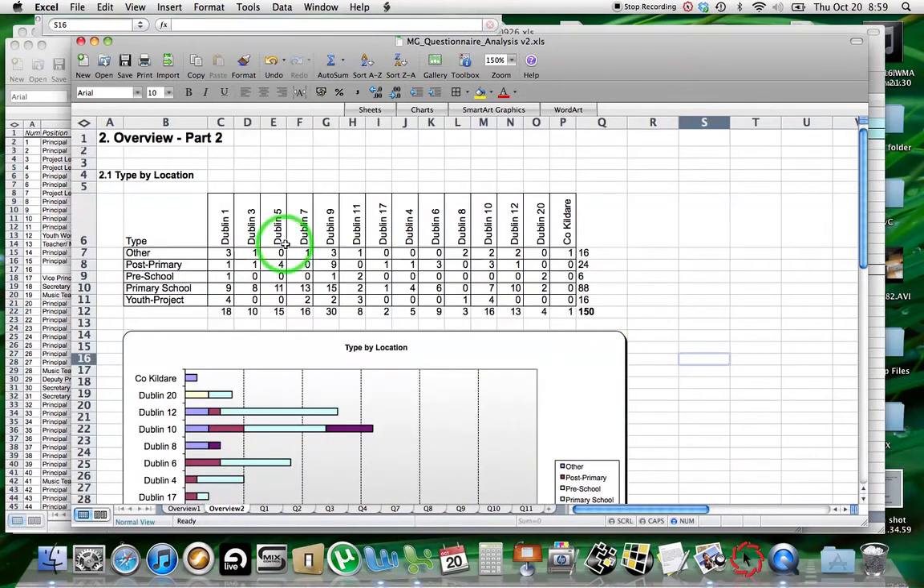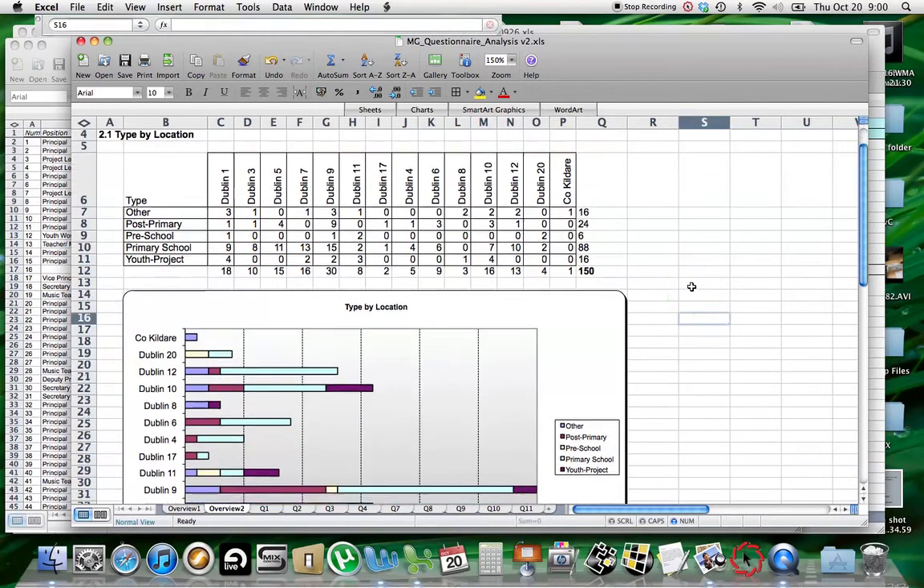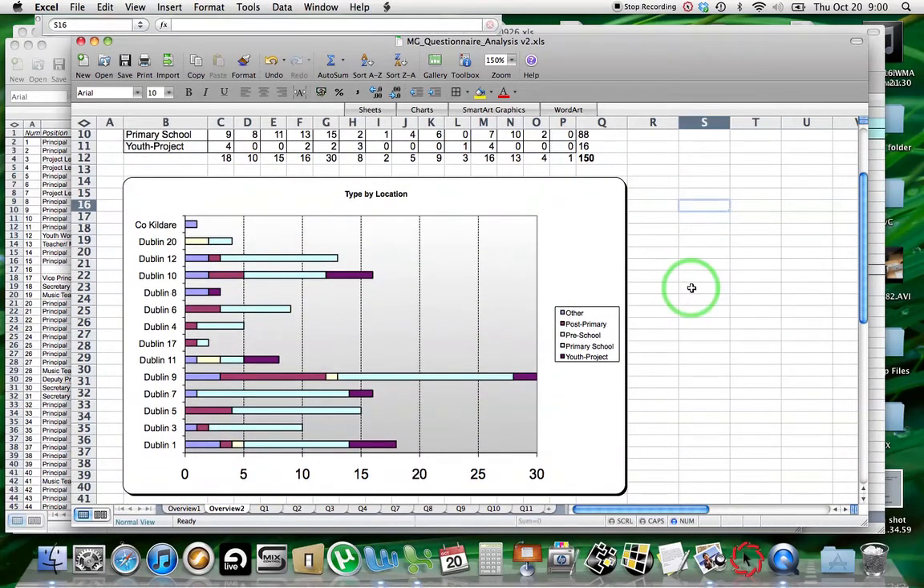A further split: we're taking each of the areas in Dublin and showing how much of it was other post-primary, preschool, primary school, or youth projects. So that gives us an idea of the spread. If we look at that, okay, there's our Dublin 9 with the most respondents, which corresponds to the previous graph. We can see it's a decent balance there between post-primary, primary school, and youth project. Dublin 10 is quite balanced, Dublin 1 maybe. And then there are other areas that are predominantly primary schools reviewed. So Dublin 12, a lot of primary schools. Dublin 7, a lot of primary schools.